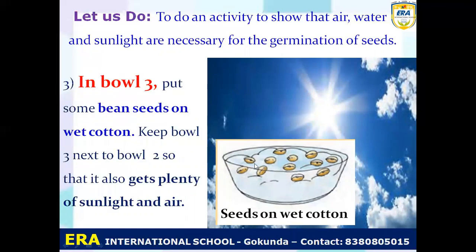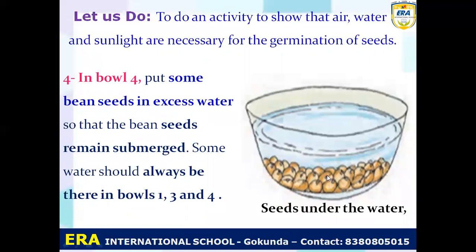In the third bowl, we place the bean seeds on wet cotton. Now in the cotton, water is available, sunlight is available, and air is also available. We keep this bowl in the presence of sunlight, with wet cotton, which means water is available. And fourth, the seeds are placed under water or excess water, so the seeds remain submerged. Now you can see that the seeds are under the water. In this condition, the seed does not get air.